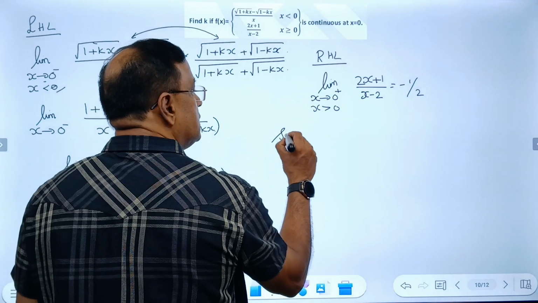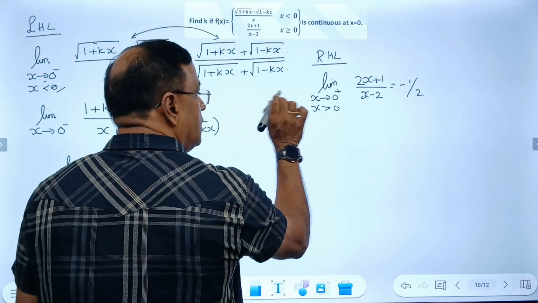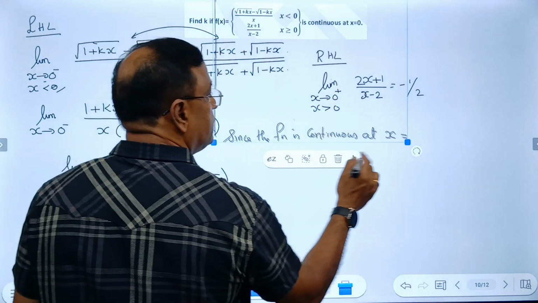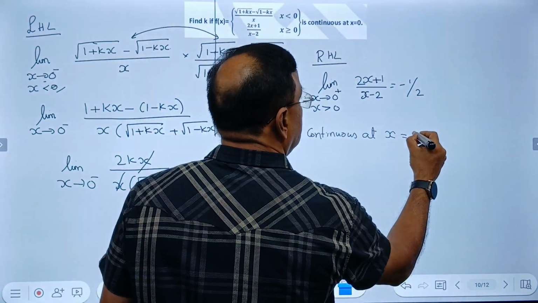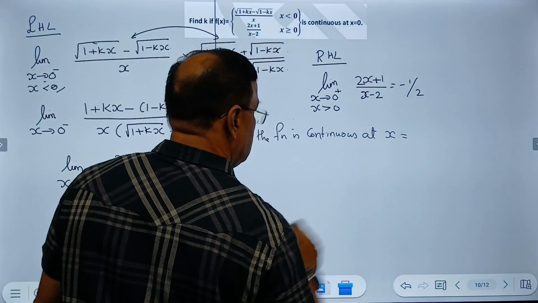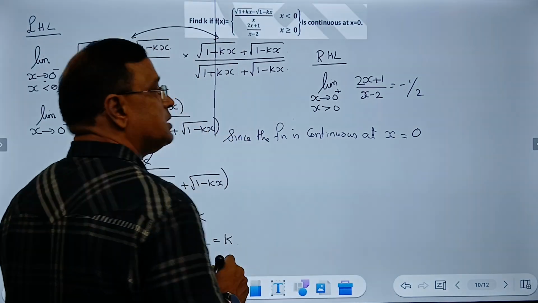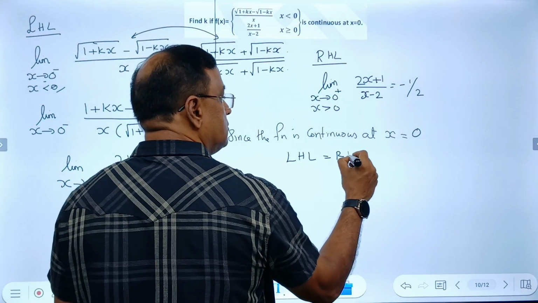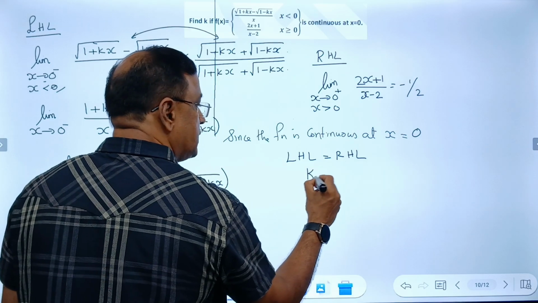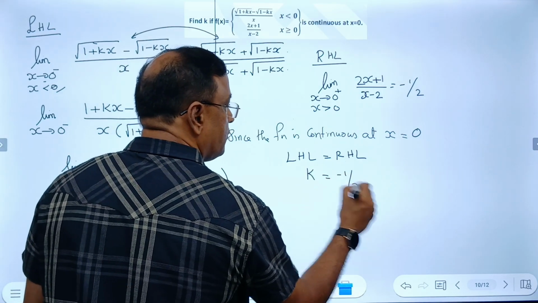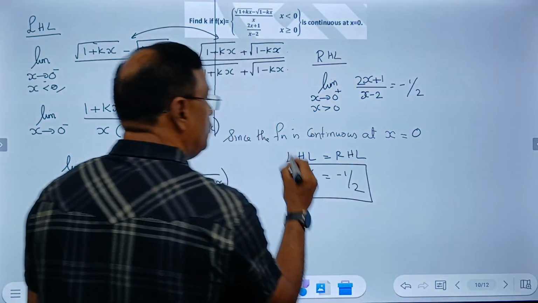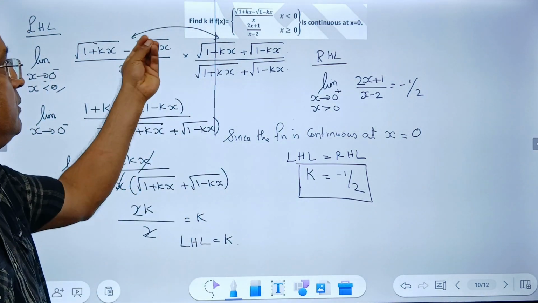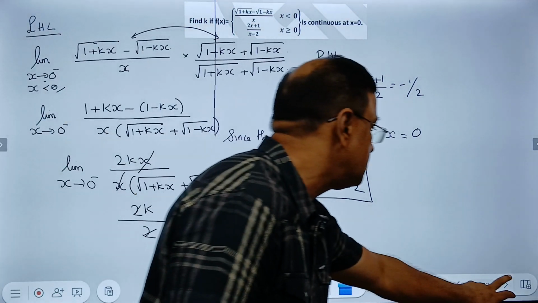Now, since the function is continuous at x is equal to 0, what do you know? LHL equal to RHL. Now what is LHL? LHL is k, RHL is minus half. So I have found the value of k. Right? Simple. Find the value of k if the function is continuous.